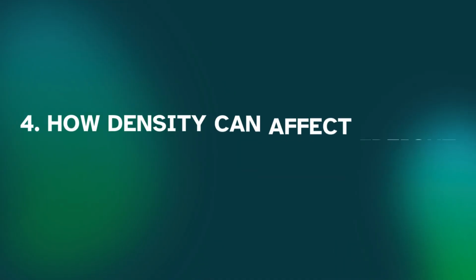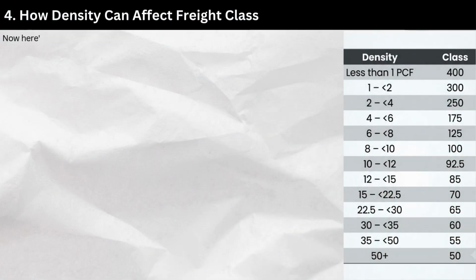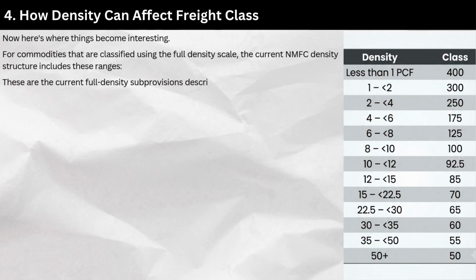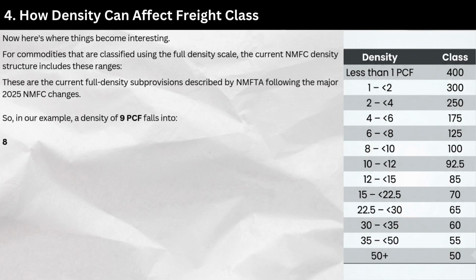4. How density can affect freight class. Now here's where things become interesting. For commodities that are classified using the full density scale, the current NMFC density structure includes these ranges. These are the current full density subprovisions described by NMFTA following the major 2025 NMFC changes. So, in our example, a density of 9 PCF falls into 8 to less than 10 PCF class 100.